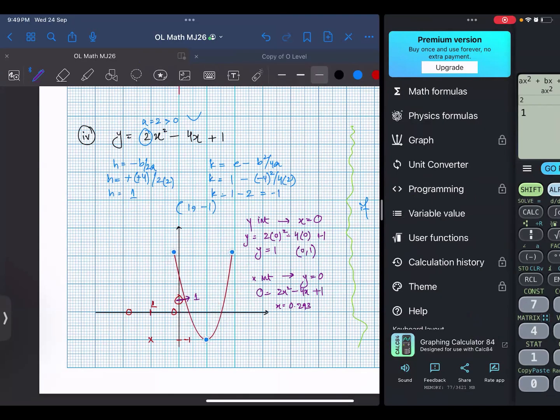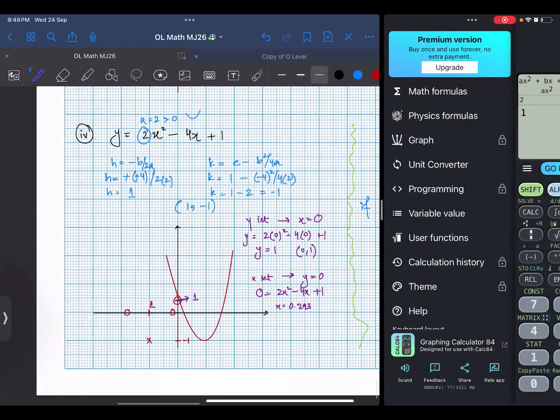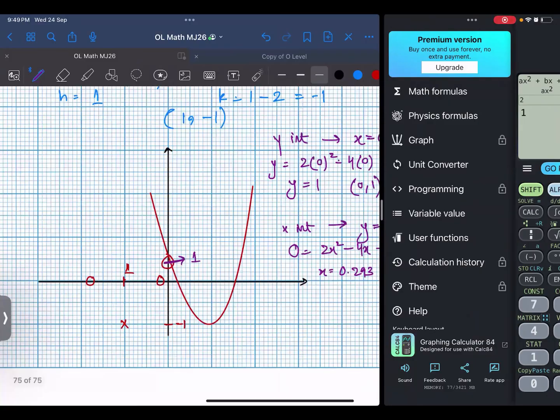1 comma minus 1. The x is 1. So x is 1 would be over here. This is minus 1 in x. So this is the turning point, 1 comma minus 1.